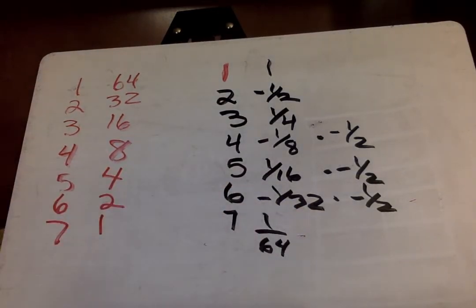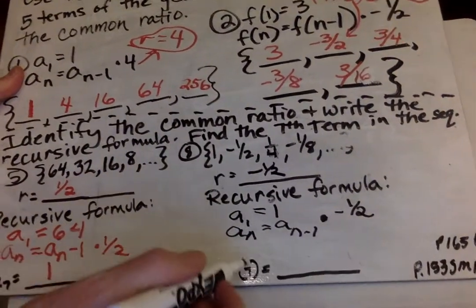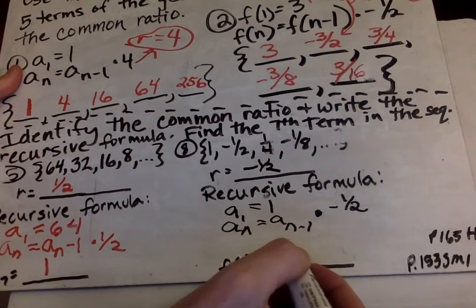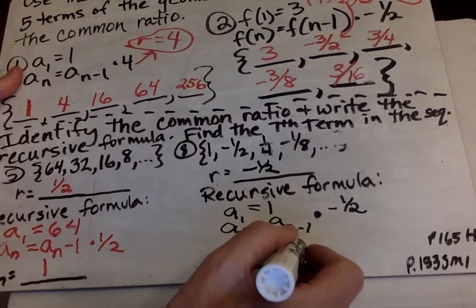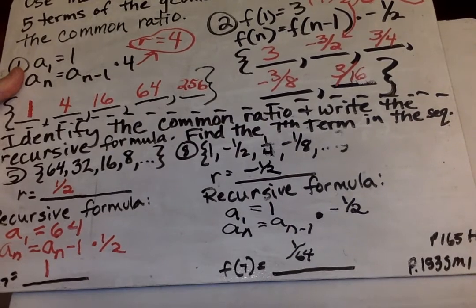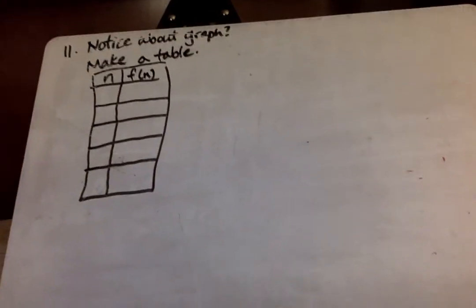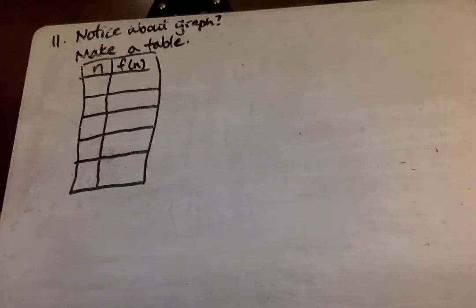So then we go back to this, and we say f of 7 right here equals 1/64. And there you have that. Okay. Next, I'm going to go on to the next page, which is 166 in honors and 154 in regular classes.